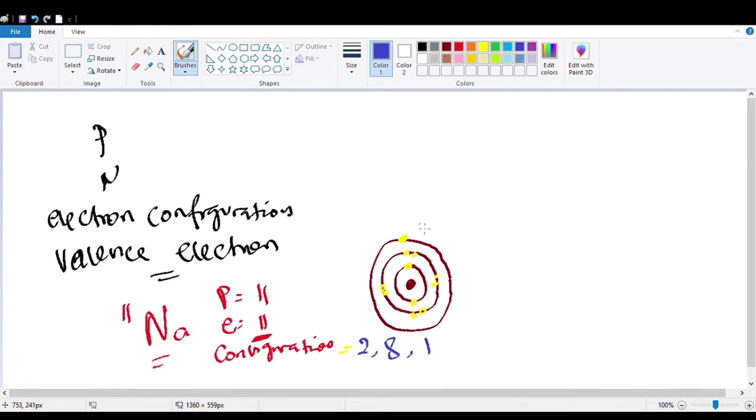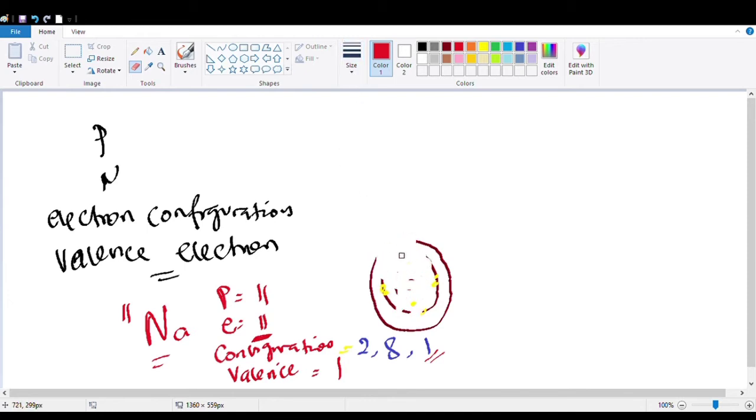Then it's very easy to determine the valence electron of sodium. You just take the last shell of this element, so the valence of sodium is 1. Valence is the outermost electron that the element has. Right, so that is the introduction.